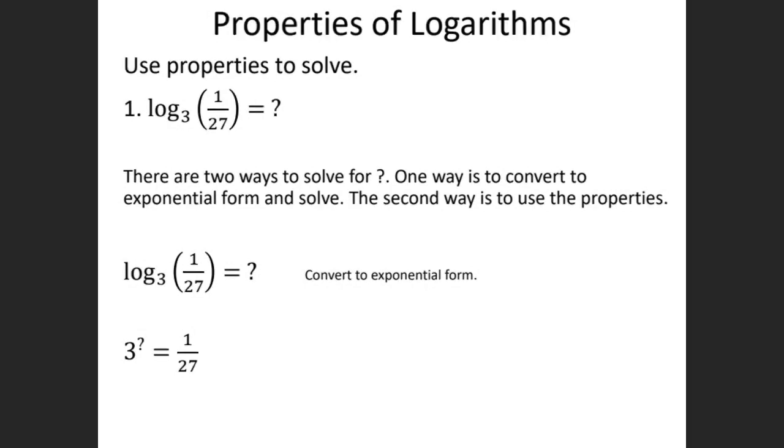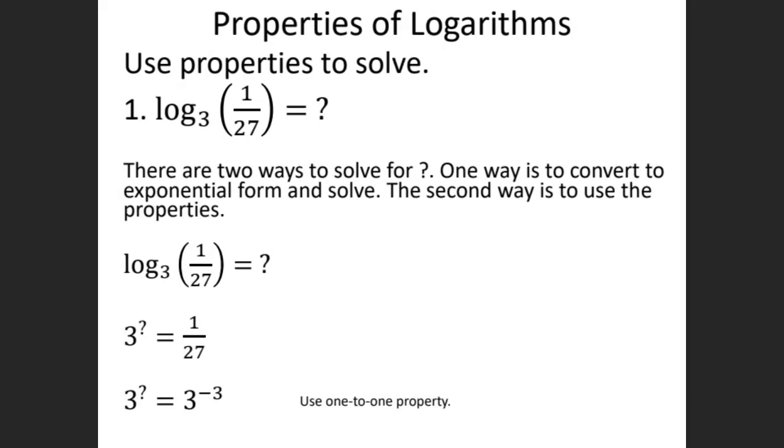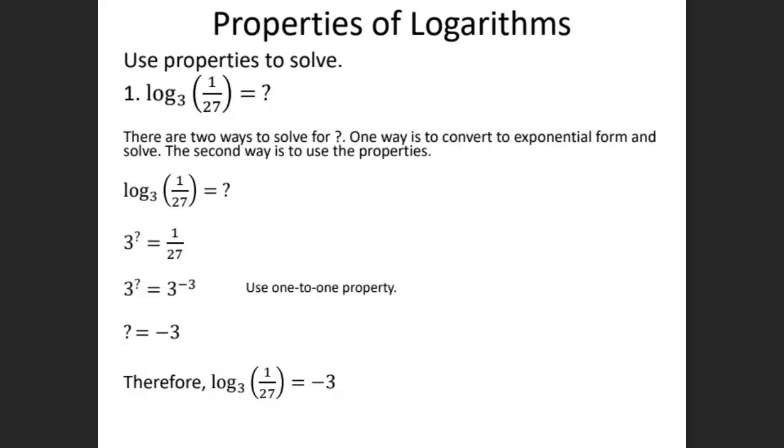Well, what I can do is use my one-to-one property. Can I convert this 1 over 27 into something that has a base 3? Well, the answer is yes. The 27, I can write that as 3 cubed. But if I want it as a base, I do the negative reciprocal, and that gives me 3 to the negative 3. Now it's very easy to see that for these two expressions to be equal to each other, what's my question mark? The answer would have to be negative 3. So that is my answer. I did this by first converting it to exponential form and then using my one-to-one property.